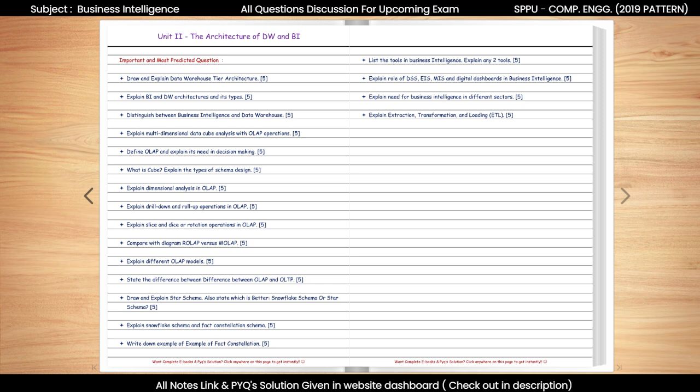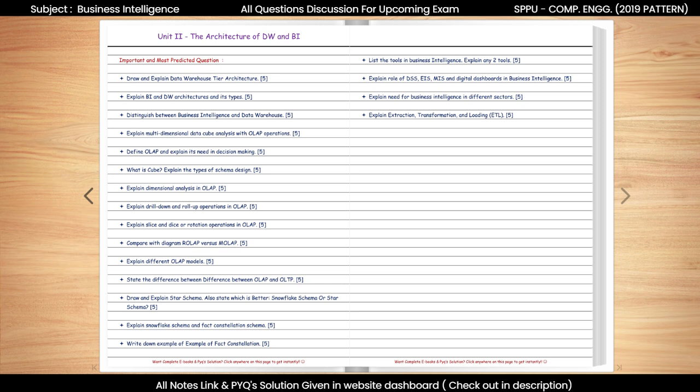Now, let us move on to our next important topic, multi-dimensional data cube and OLAP. From this topic, we can expect questions such as, explain multi-dimensional data cube analysis with OLAP operations. A multi-dimensional data cube represents data in multiple dimensions such as time, product, and location. It allows users to view data from different perspectives. OLAP operations help analyze this cube efficiently to support decision-making.